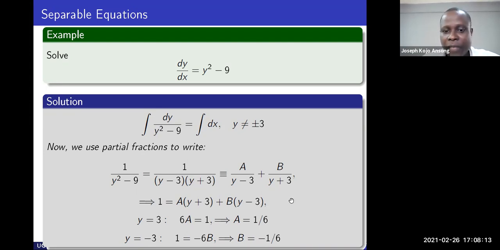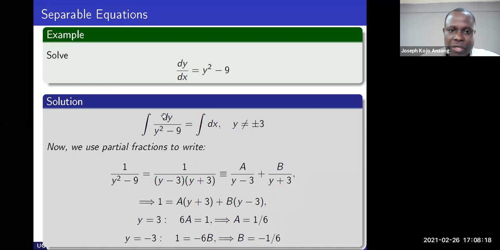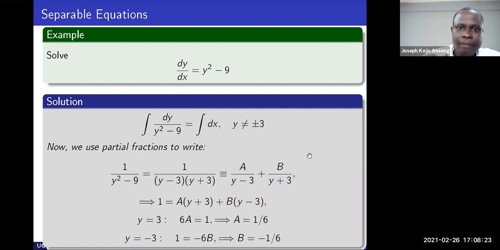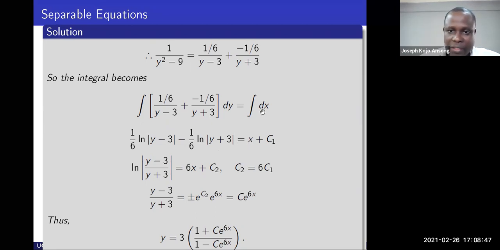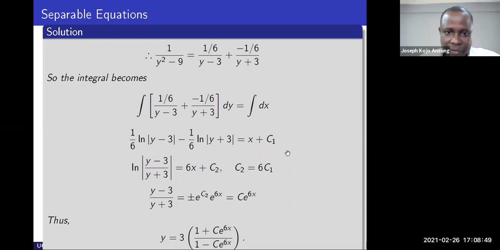Okay. So we know A, we know B, so we put them back here. Instead of integrating this, we can integrate these individual ones. That's the idea. So now this fraction is this. We integrate this, equal to the integral of dx. If I integrate this, I can pull out 1 over 6, and this gives me ln of y minus 3. I can pull out -1 over 6, and the integral of this gives me ln of y plus 3, is equal to x plus a constant of integration.